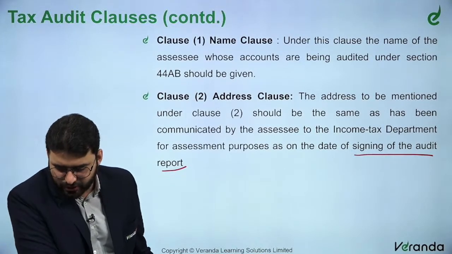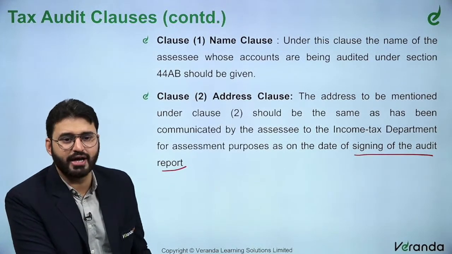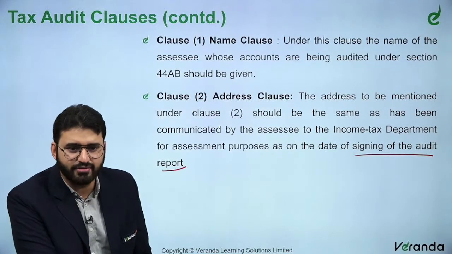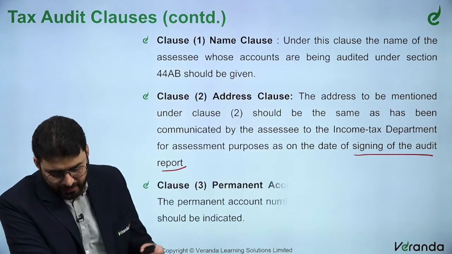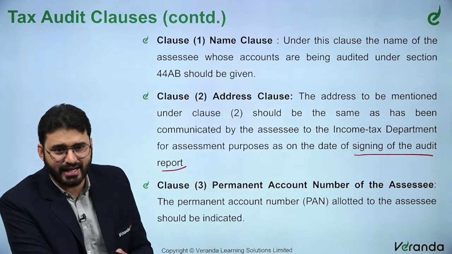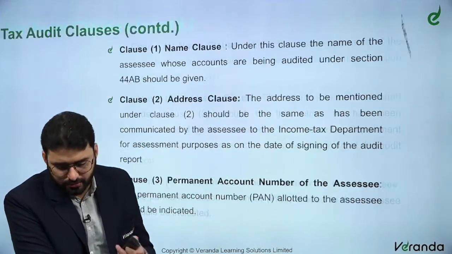Clause 2, address. The address to be mentioned under clause 2 has to be the office address, the registered office address, which is communicated to the income tax department. Clause 3, PAN. The PAN of the assessee has to be indicated. Without PAN, tax audit is not possible, of course.